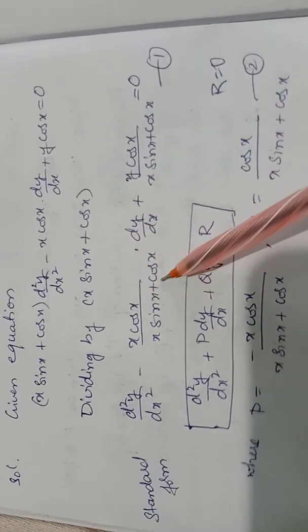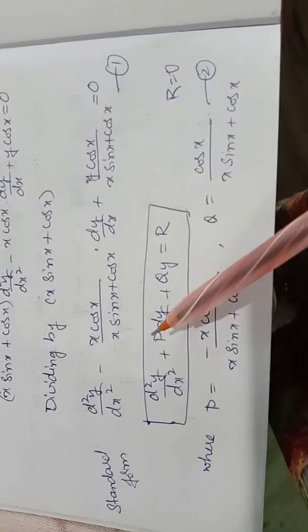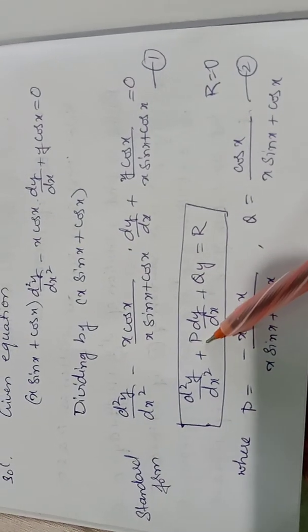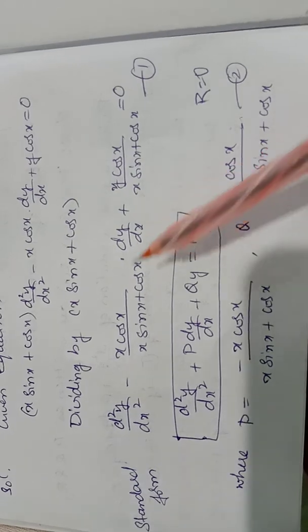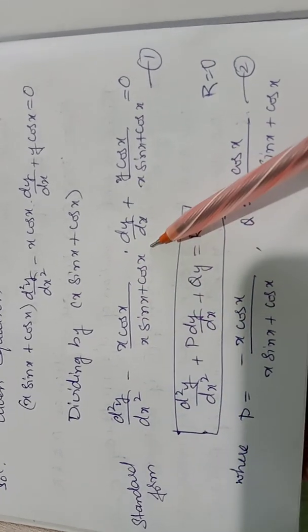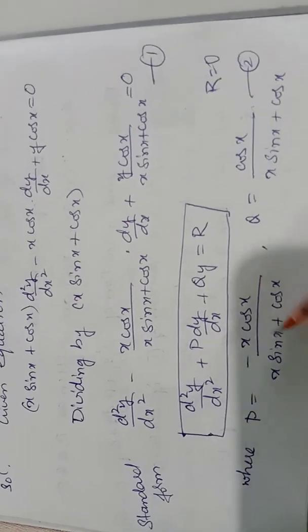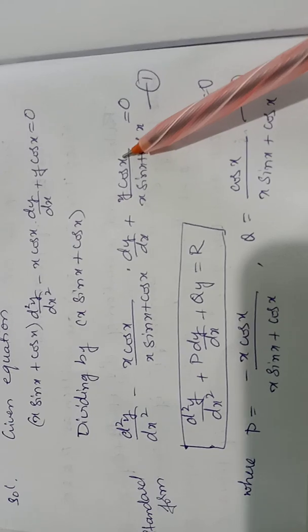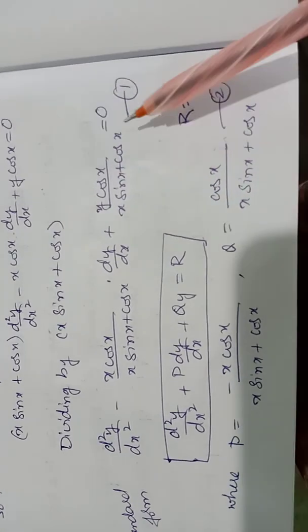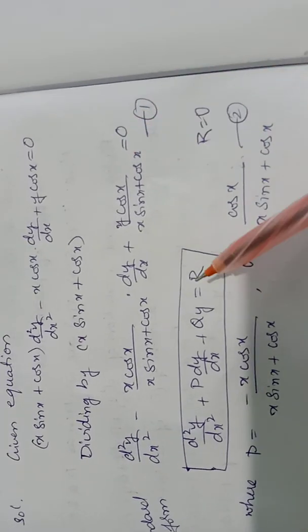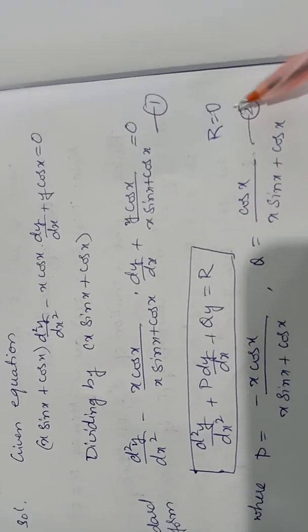Now this is a standard equation. Here we will compare this equation with the standard one. The dy by dx coefficient is p, so p is minus x cos x by x sin x plus cos x. And q, the coefficient of y, is cos x by x sin x plus cos x. We are taking this as equation 2, and here the right side r value equal to 0. So r is 0.